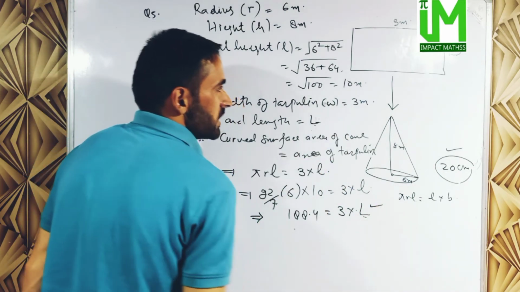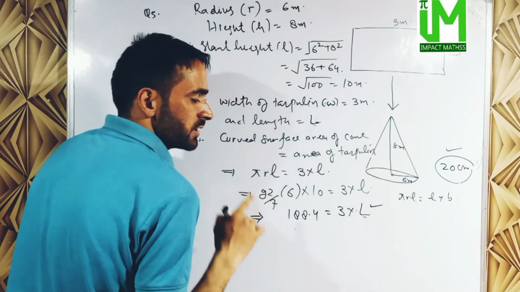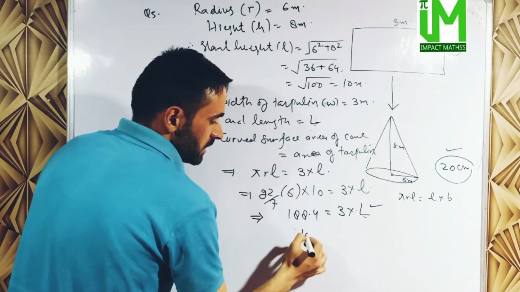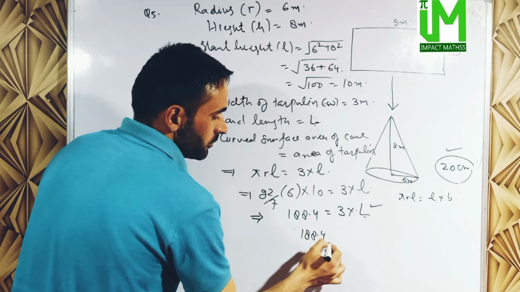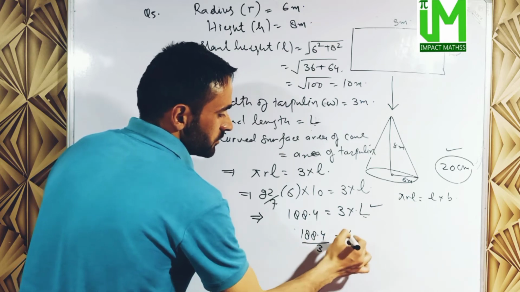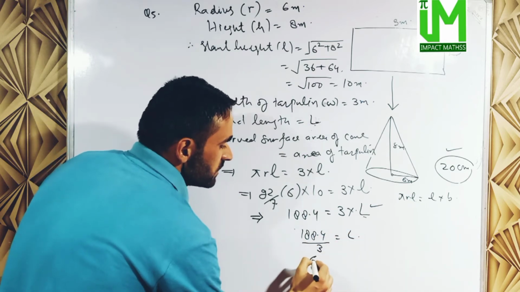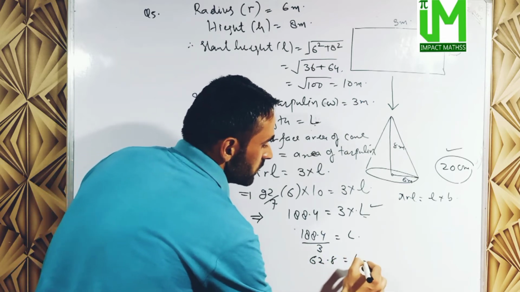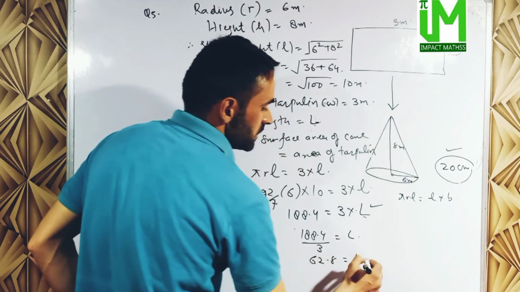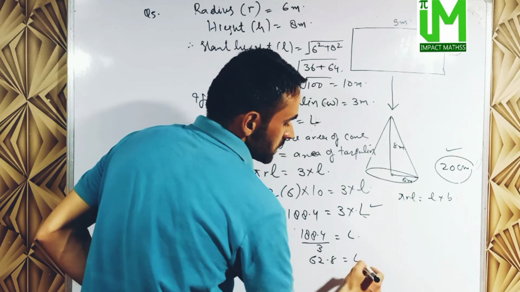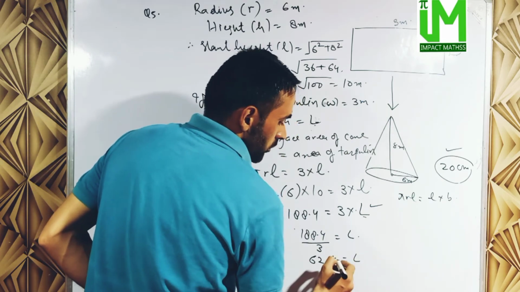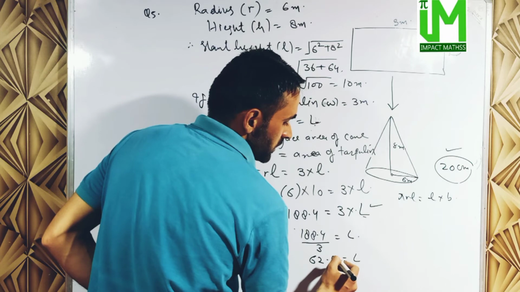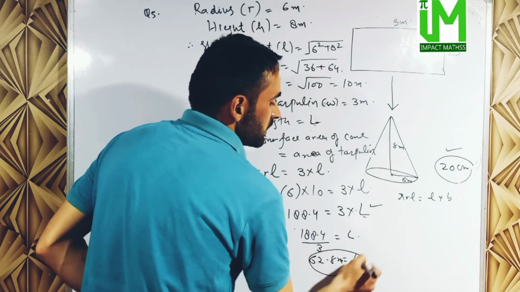So L, which stands for the length of the tarpaulin, will be 188.4 divided by 3 is equal to L. Which happens to be 62.8. So 62.8 is equal to L, or we can write 62.8 meter will be the length of the tarpaulin.